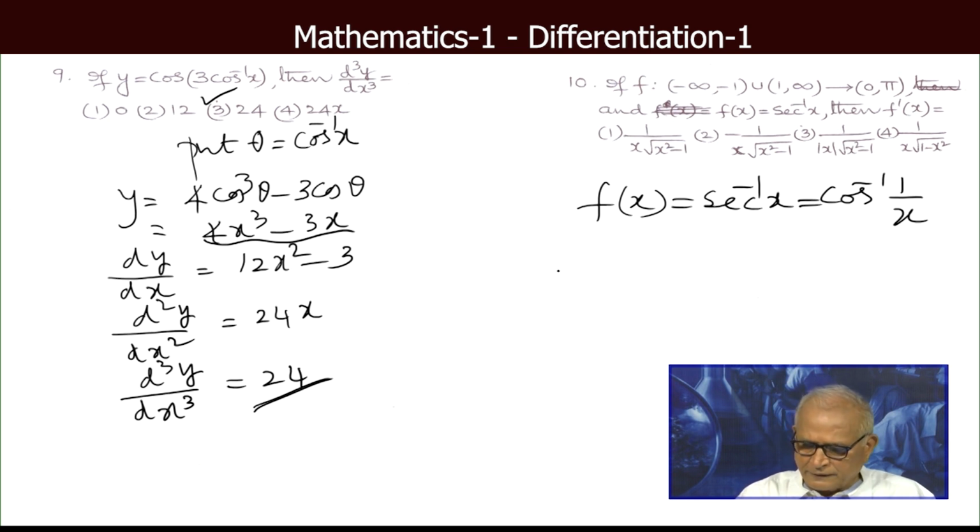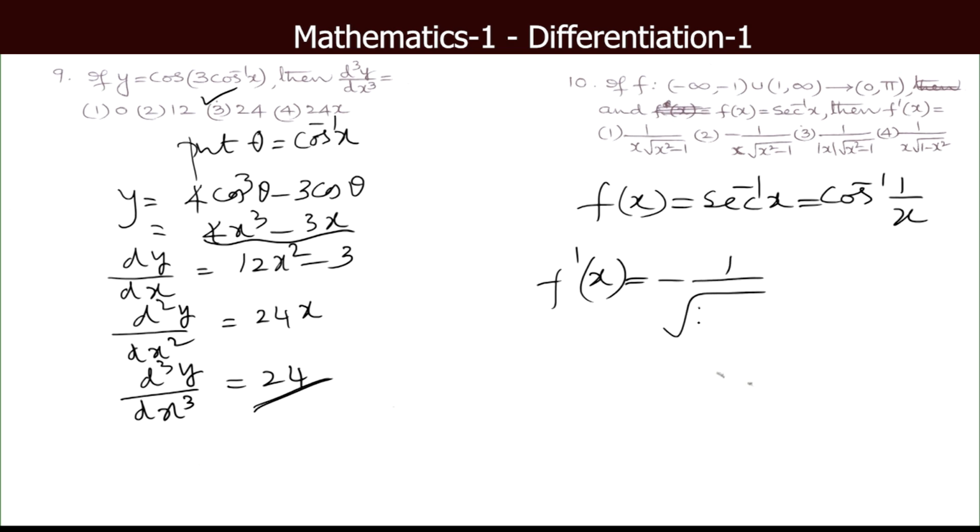So, f dash x, apply chain rule: r cosine 1 by x, put 1 by x equal to theta or t, r cosine t, derivative is minus 1 by root of 1 minus t square, into derivative of t, derivative of 1 by x. What is the derivative of 1 by x? Minus 1 by x square, so minus into minus is plus, root of x square is mod x.